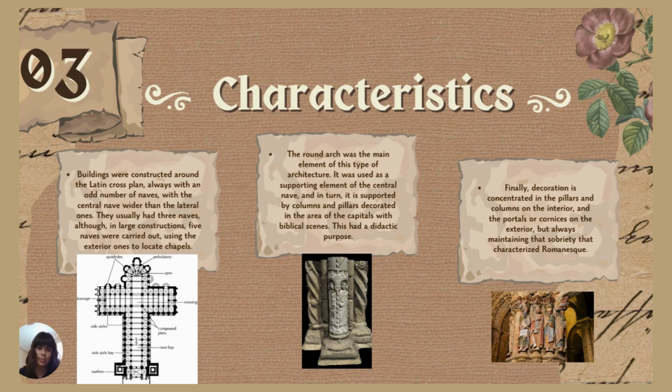The main element of this type of architecture was the supporting element, which could be the nave or the columns and pillars decorated in the area of the capitals with biblical senses. And finally, the decoration is concentrated in the pillars, as I said, because it had a didactic purpose. The columns of the interior and the portals and the cornices on the exterior always have this sobriety that characterizes the Romanesque.